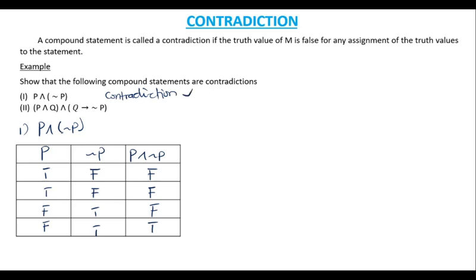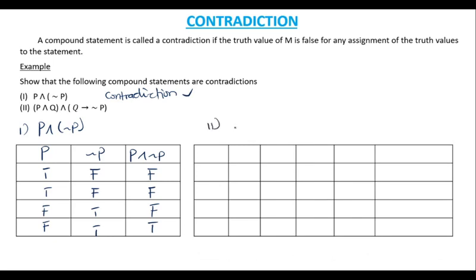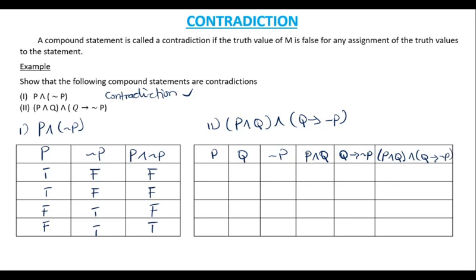Now let's look at the second one. I have P and Q, and Q implying negation of P. So I have P, I have Q, I can see negation of P here, P and Q over here, and Q implying negation of P. Then I can see the final overall statement, which is P and Q, and Q implying negation of P. All right, so let's go ahead and see what we have for this.